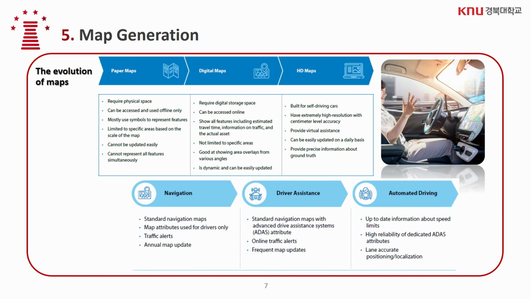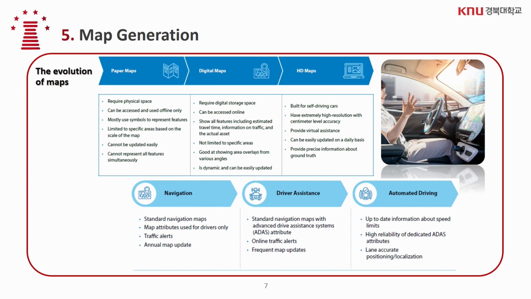Then map generation. Even if we have the localization algorithm, we have to know where the vehicle is located inside a map. When we start with the map, we can consider the evolution of maps. We started with paper maps, then digital maps, then HD maps. Paper maps require physical space and can be accessed and used offline only. They mostly use symbols to represent features.